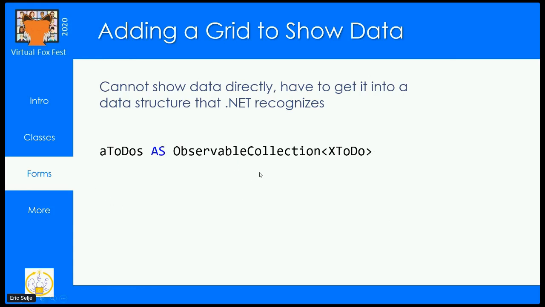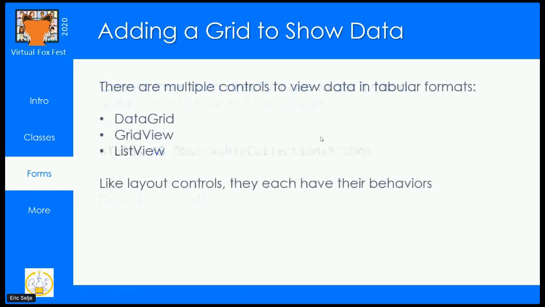XSharp has a magic command called db data source, which you can find out more about in Robert's session, which pulls the data right out of a DBF and puts it into an object that is usable on all those structures that I showed you: data grids, grid views, list views, all that kind of stuff. And like the layout controls, these different ways of looking at your data have different behaviors.